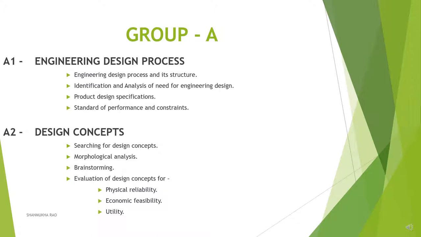The syllabus is divided into two groups, Group A and Group B. In Group A, the first section is about the engineering design process: engineering design process and its structure, identification and analysis of need for engineering design, product design specifications, standard of performance and constraints.